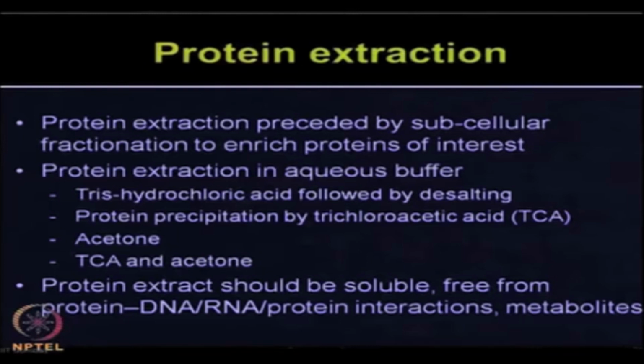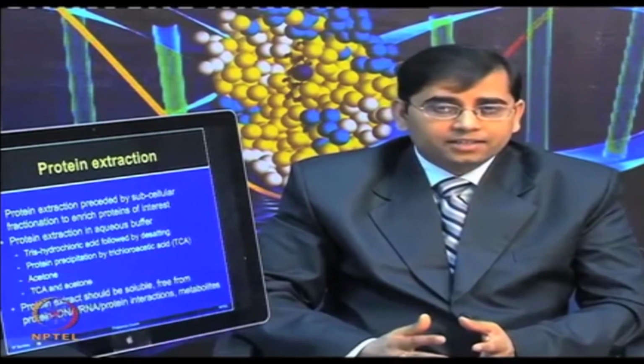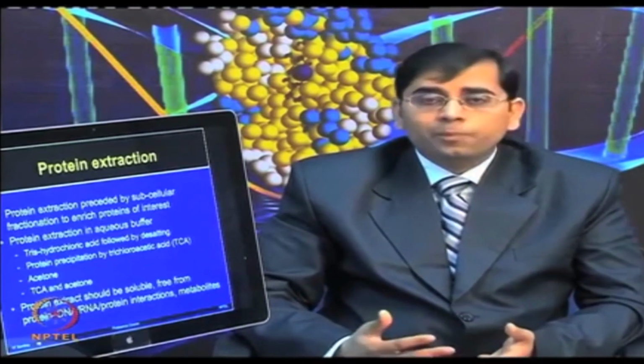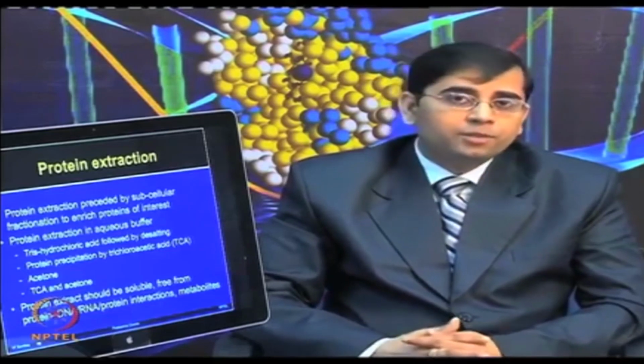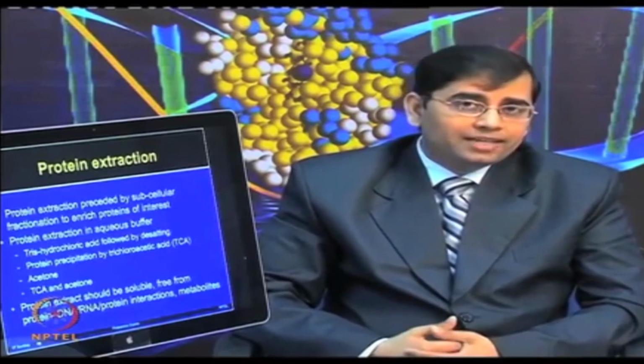I will give you more specific compositions and recipes when I talk about specific examples, how to perform protein extraction for serum, bacteria and plants. Protein extracts should be soluble, and free from protein-to-protein interactions, protein-to-DNA or protein-to-RNA interactions. Similarly, there are other cellular components present, and those should be effectively removed. No metabolites should interfere in your protein extract.